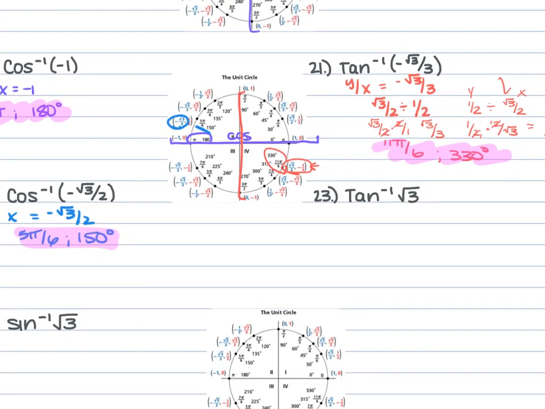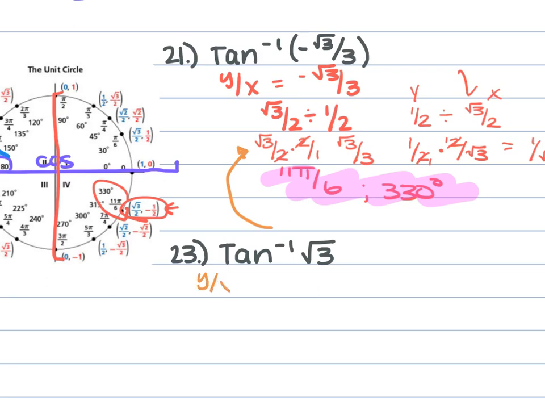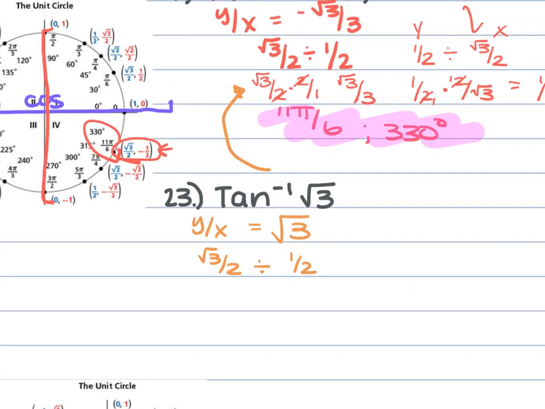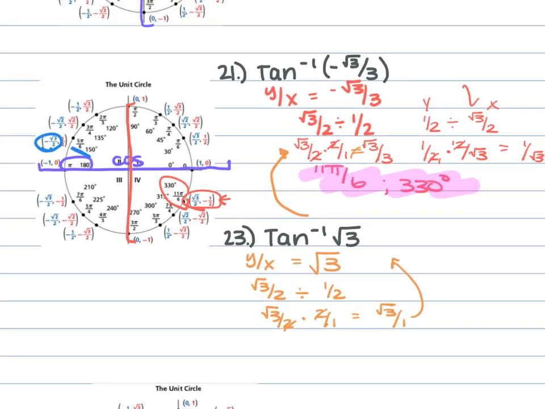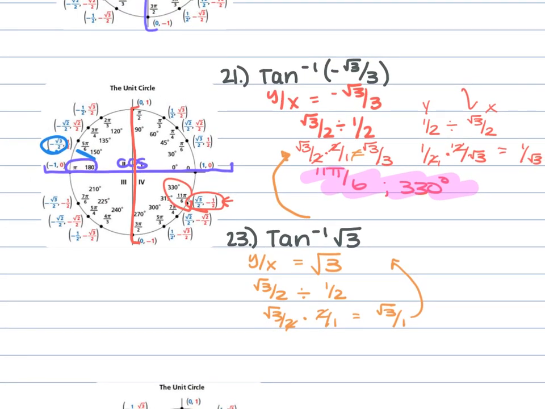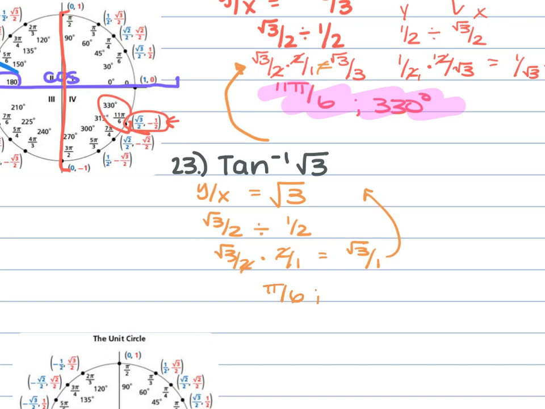For 23, we're working with the inverse of tangent of the square root of 3. Well, we did that up here, and we were working with y divided by x is the square root of 3. And we worked with the square root of 3 over 2 divided by the 1/2, which gave us the square root of 3 over 2 times 2 over 1, which is just the square root of 3 over 1. So this is matching this. Positive, positive gives us a positive. We're getting this from the first quadrant. So where is your y, the square root of 3 over 2, and your x, the 1/2, in your first quadrant? At the pi over 6 and 30 degrees.